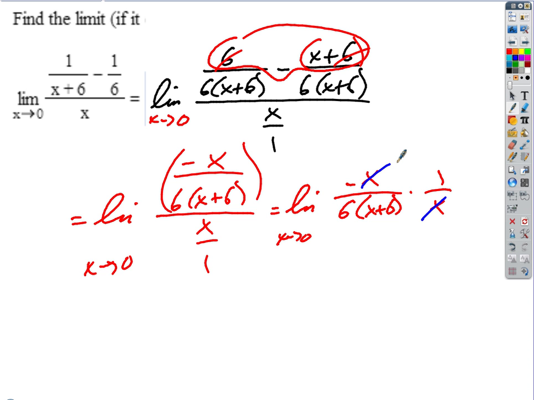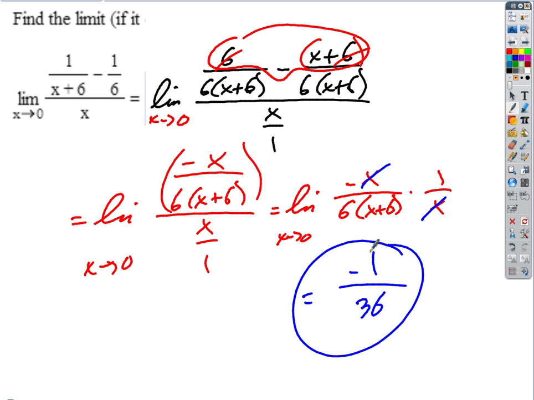So I can do that. And I got it. My x is canceled. Now the indeterminacy is gone. I can evaluate directly. On the top, I get negative 1. On the bottom, if x goes to 0, I get 36. 6 times 0 plus 6, so 6 times 6. We got it. Okay. Good. Questions?